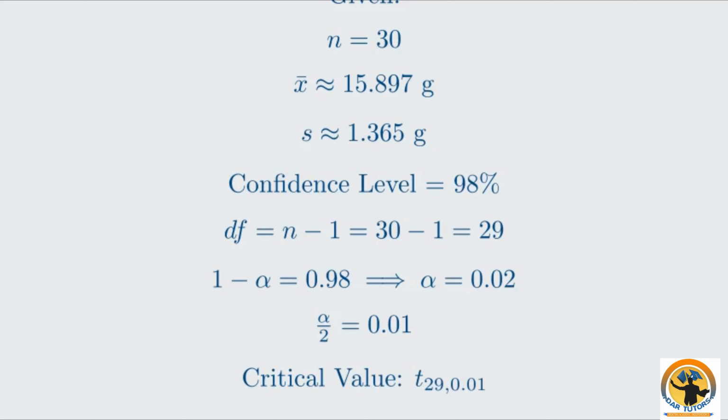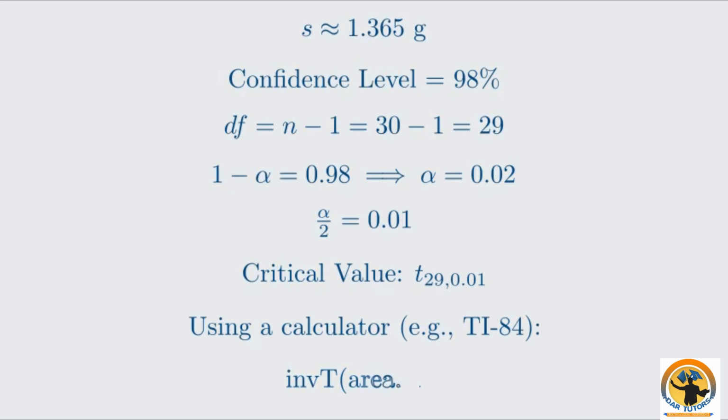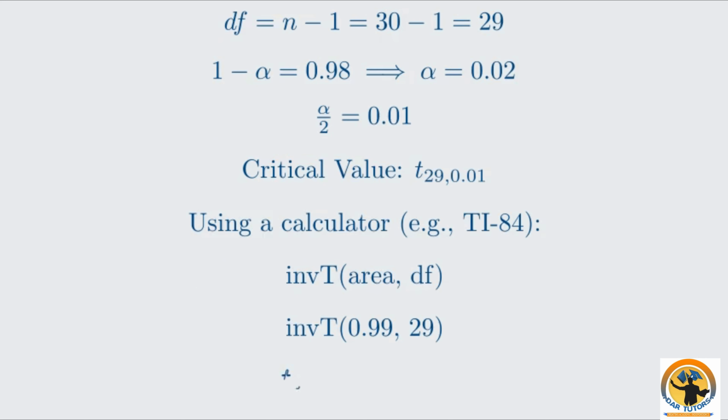To find this value, we use a graphics calculator, for example the TI-84. We use the invT function. On the TI-84, you go to second, then vars for dist, and scroll down to 4 for invT. The invT function requires the area to the left of the critical value. Since the area to the right is 0.01, the area to the left is 1 minus 0.01, which is 0.99. The degrees of freedom is 29. So we enter invT of 0.99, 29. The calculator gives us a critical t value of approximately 2.462.